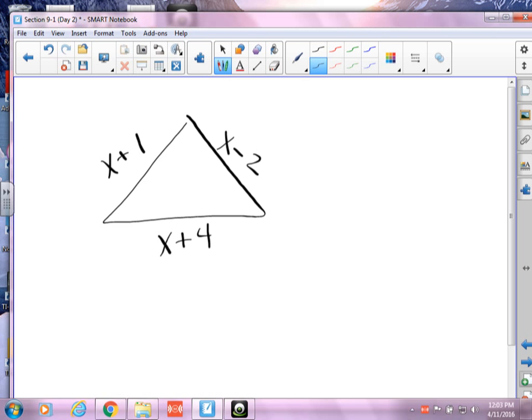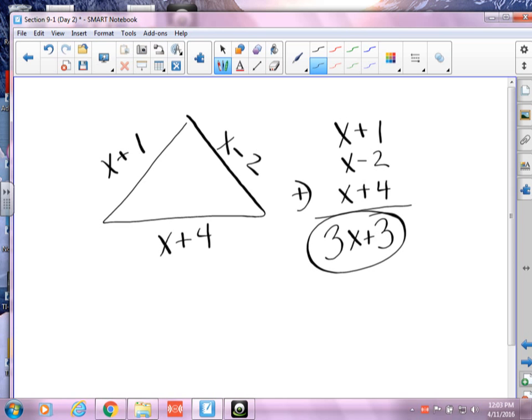So to find the perimeter, all you're going to do is line this stuff up. So x plus x plus x is 3x, and 1 plus negative 2 plus 4 is 3. And that would be my sum. That would be my perimeter.